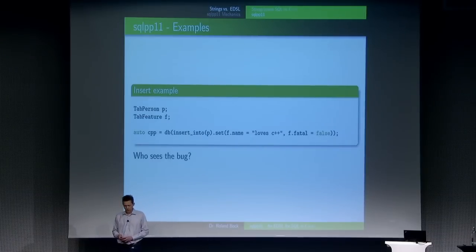So this is a very simple statement, and I think everybody should be able to read that. So we have some objects representing tables. And we're going to use these tables in all the examples. So we have a person table and a feature table. It doesn't really matter what the columns are, but at least the feature table has a name and a column called fatal. And well, the feature loves C++ is obviously not fatal. And well, this is now the insert statement. So we insert into a table setting these values. All right. Who sees a bug?